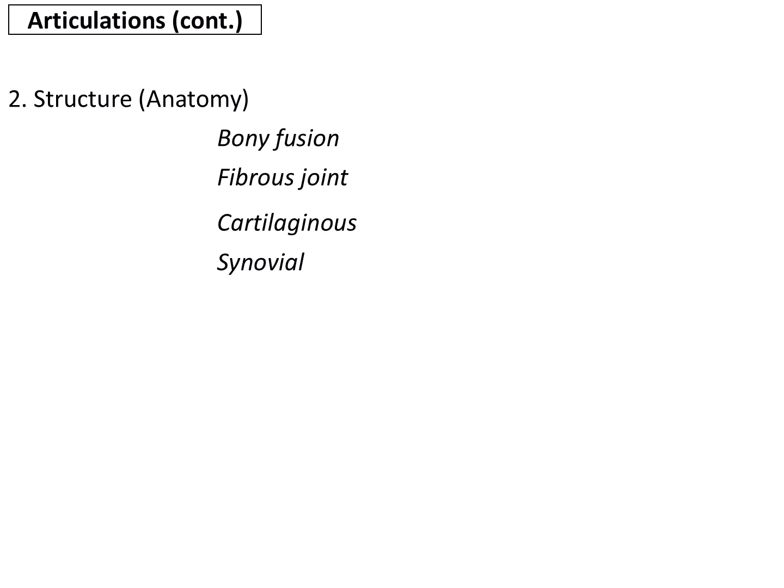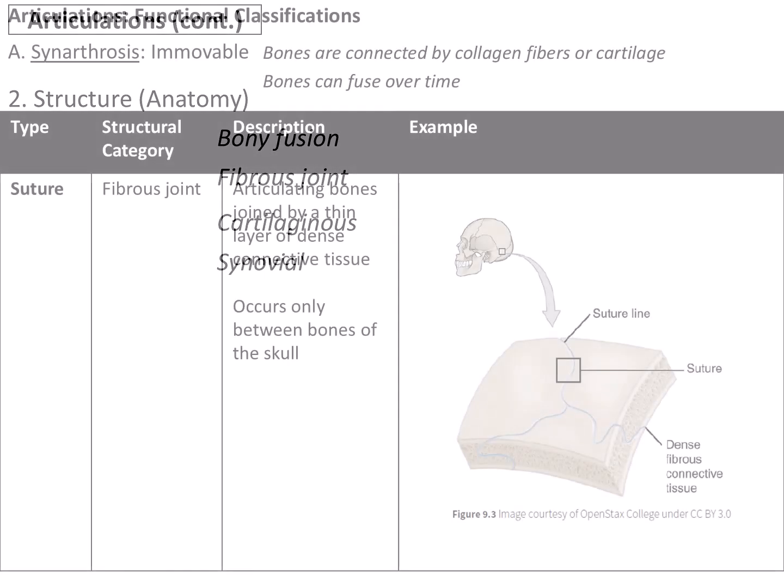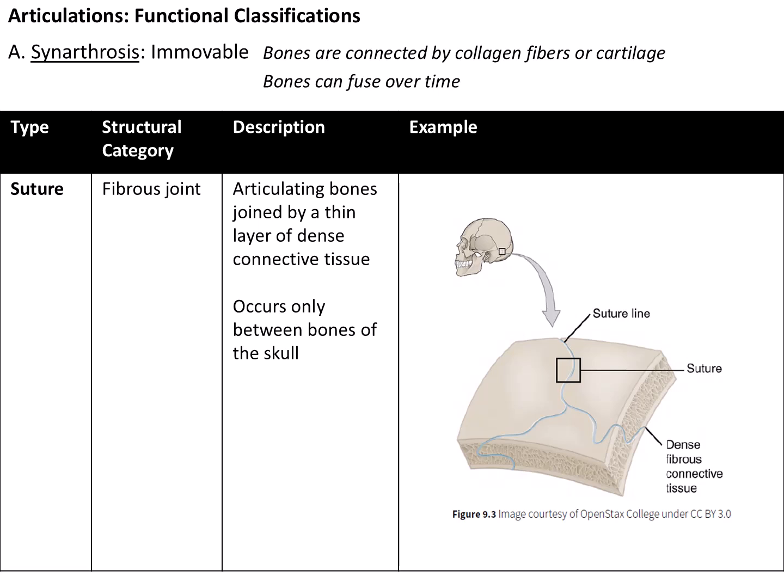This focuses on how the joint is built. There are four main structural classifications of joints: a bony fusion, a fibrous joint, a cartilaginous joint, and a synovial joint. Now, let's look at both the structural and functional classifications of the joints found in the human body.